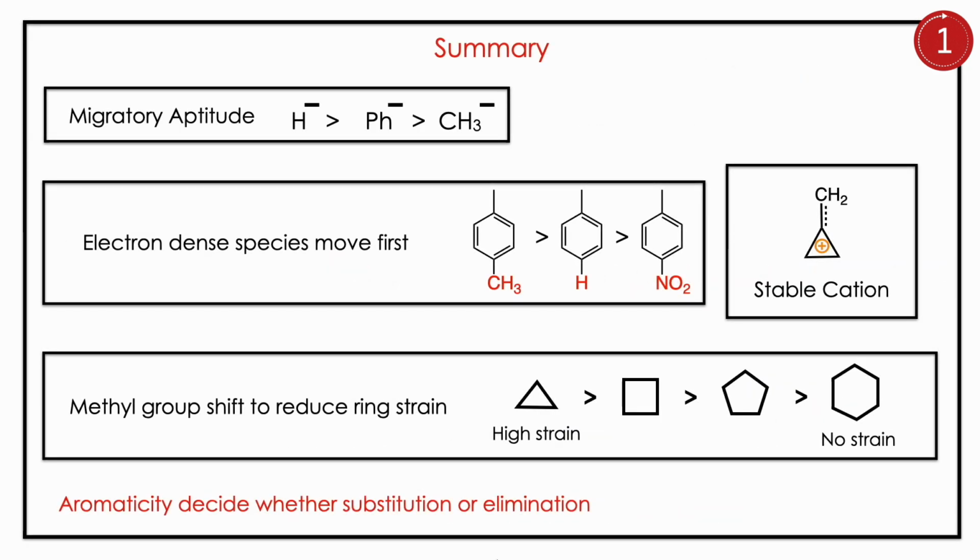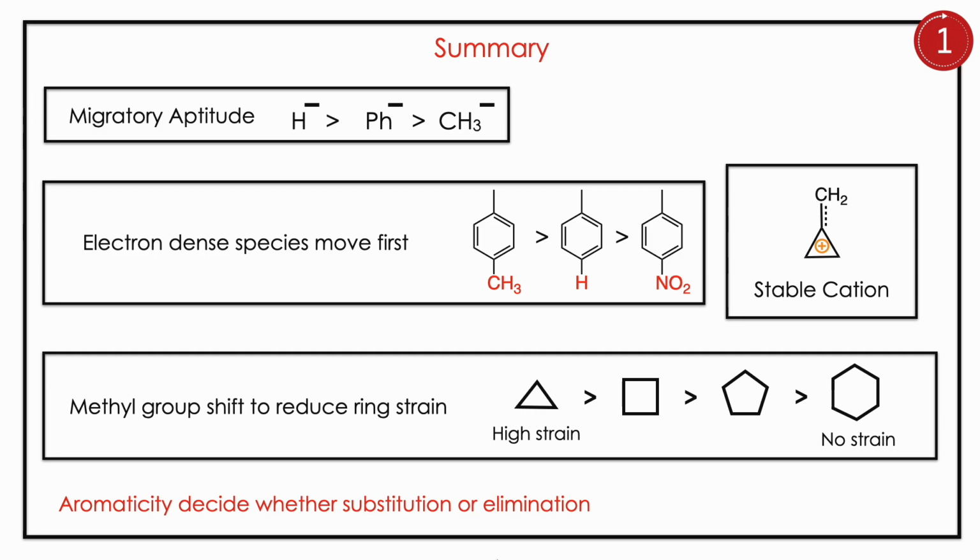Then we have a summary of all the examples. What you should know from this video. First, you should know migratory aptitude, because the migrating group promotes the rearrangement. A more electron-rich group migrates. So H- is richer, then comes phenyl, then methyl. Then, if you are in the aryl system, an electron donating group increases the electron density, so it migrates first. An electron withdrawing group decreases the density, so it migrates least.